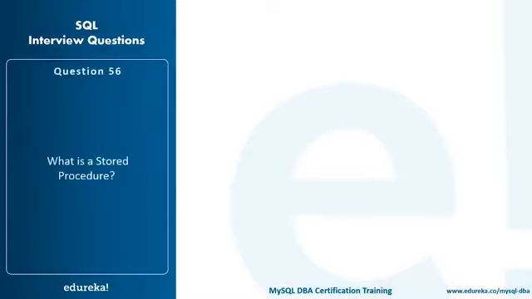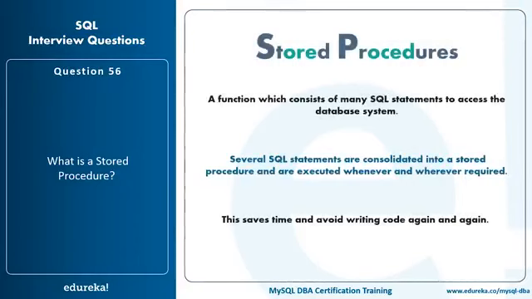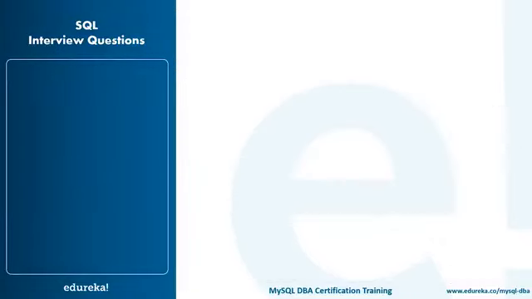What is a stored procedure? A stored procedure is basically a function which consists of many SQL statements to access the database system. Several SQL statements are consolidated into a stored procedure and are executed whenever and wherever required, which obviously saves time and we can avoid writing code again and again. So with the help of a stored procedure, you can make sure that several SQL statements are executed again and again, and you don't have to write the query for it again, because if you have a stored procedure for it, it will automatically execute the queries for you. Now let's move forward with the next question.